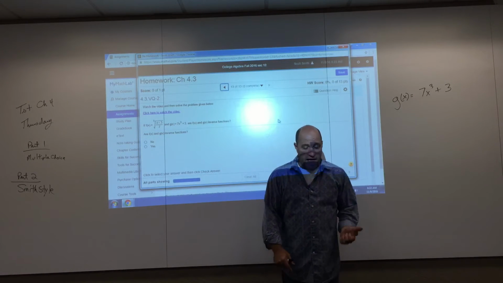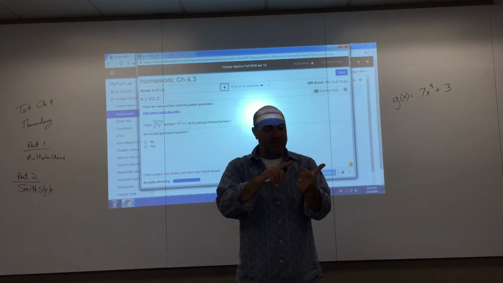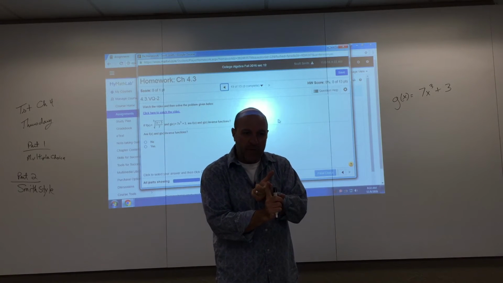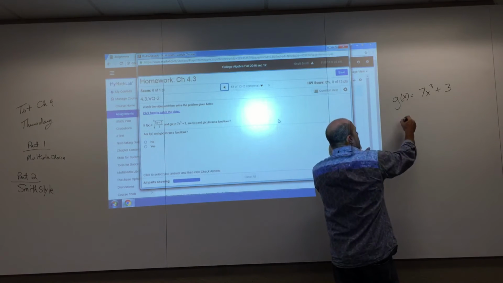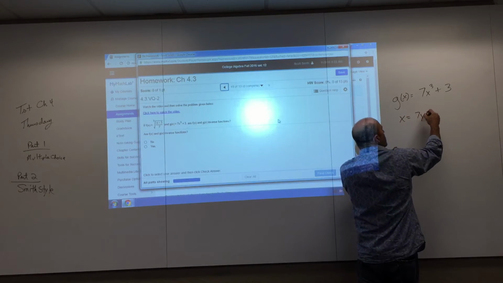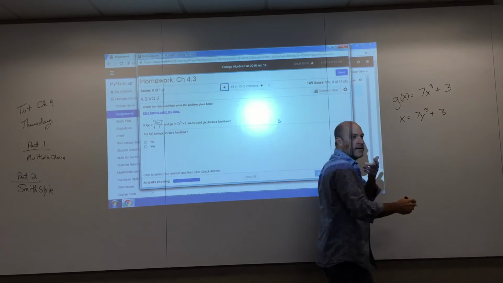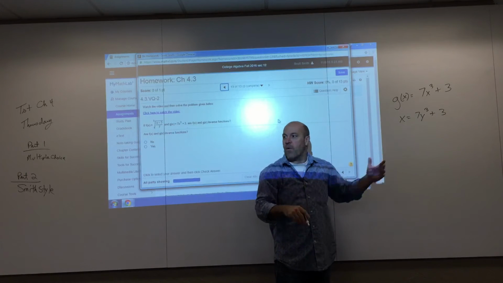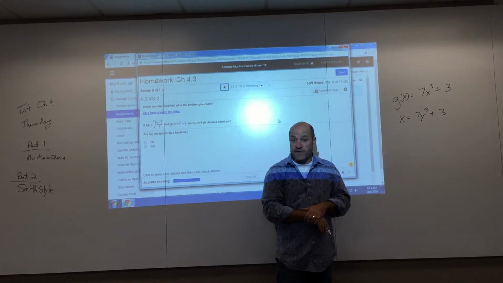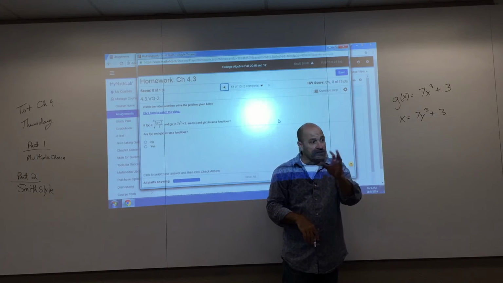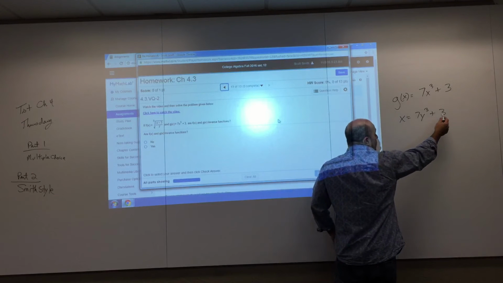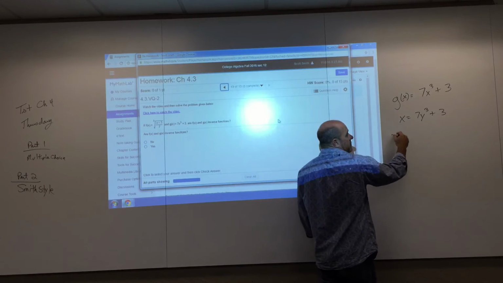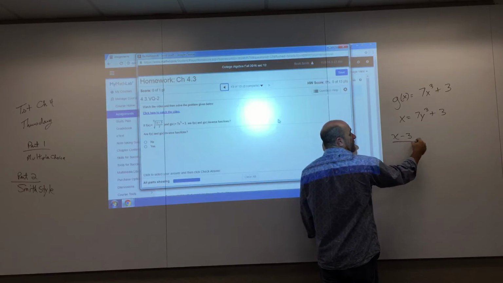And there was a method to that. There was a Smith method, and then there was a book method. The book method was cool. The book method says switch x and y. So this becomes x, this becomes y. And now solve for y. And that'll be the inverse function. You switch x and y, and then you solve for y. So solving for y will require me to move the 3 over. X minus 3, divide by 7.